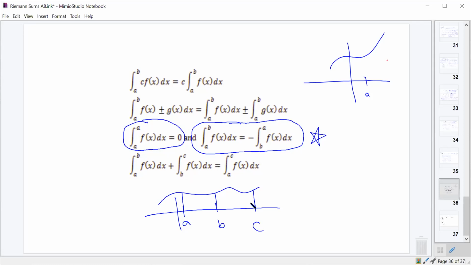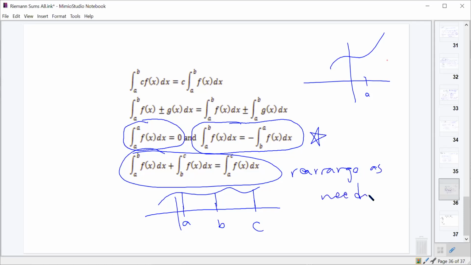Yeah. And likewise, if I knew what the area from A to C was, and I knew what the area from B to C was, I could subtract A to C minus B to C, and that would give me A to B. So I can rearrange this as needed to find any of those area values. Good?